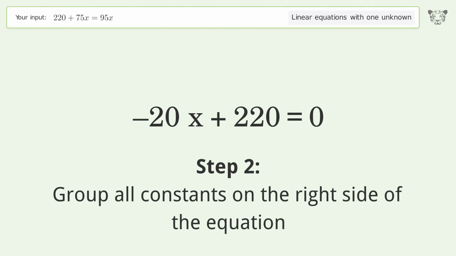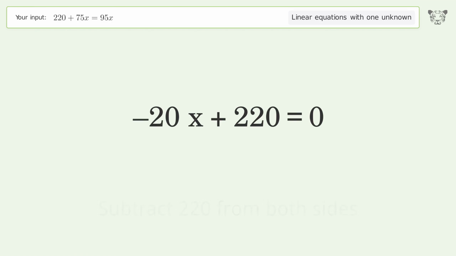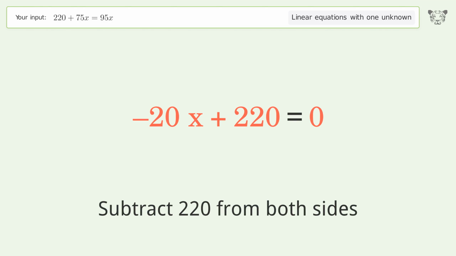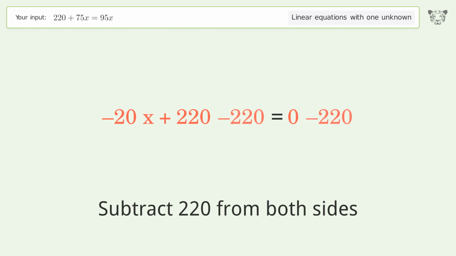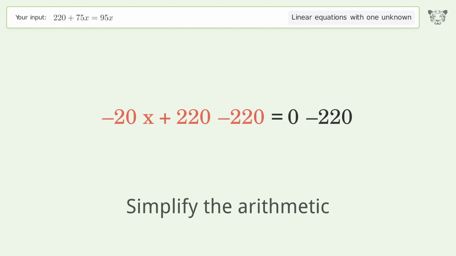Group all constants on the right side of the equation. Subtract 220 from both sides. Simplify the arithmetic.